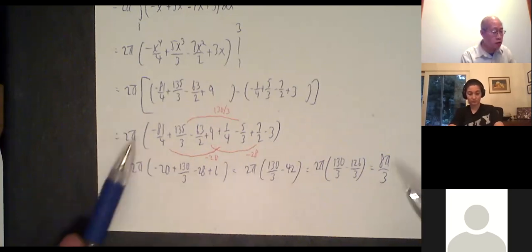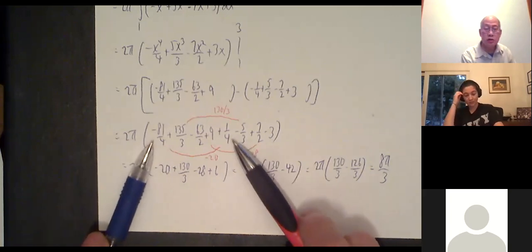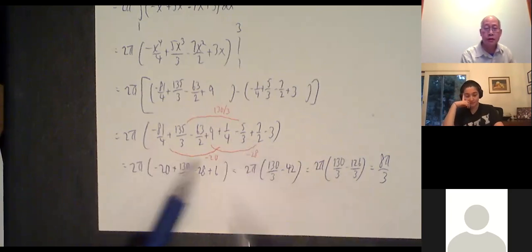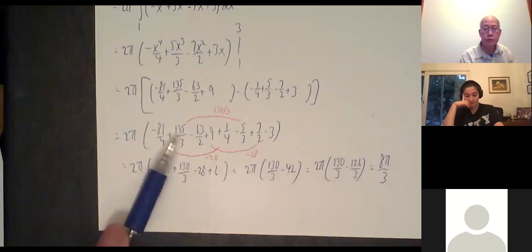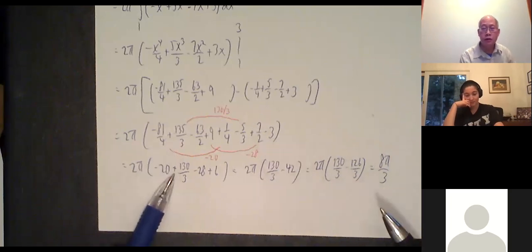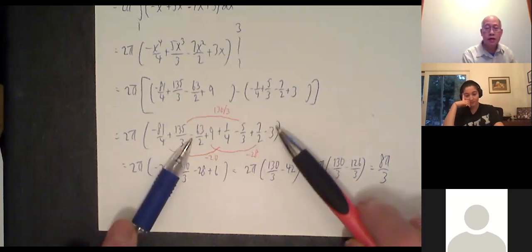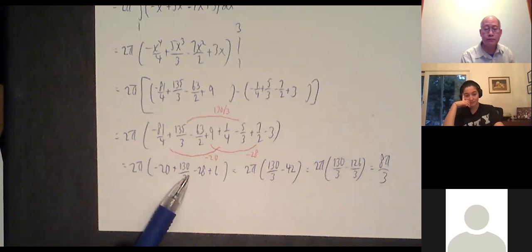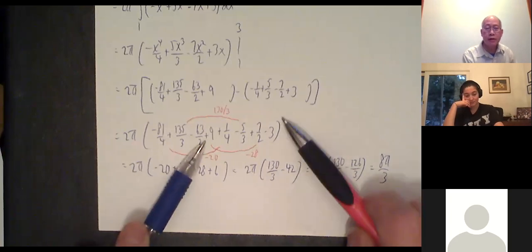Okay, and then what am I trying to show here? These 2 have a common denominator of 4. So it's negative 81 plus 1, which is negative 80. Negative 80 over 4, negative 20. These 2 combine to be 130 over 3. These 2: negative 63 plus 7, negative 56 over 2, which is a negative 28. And 9 minus 3 is 6.